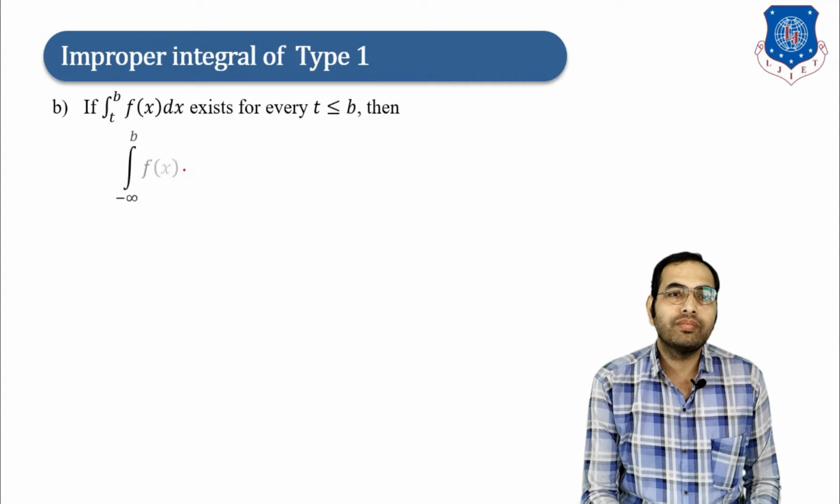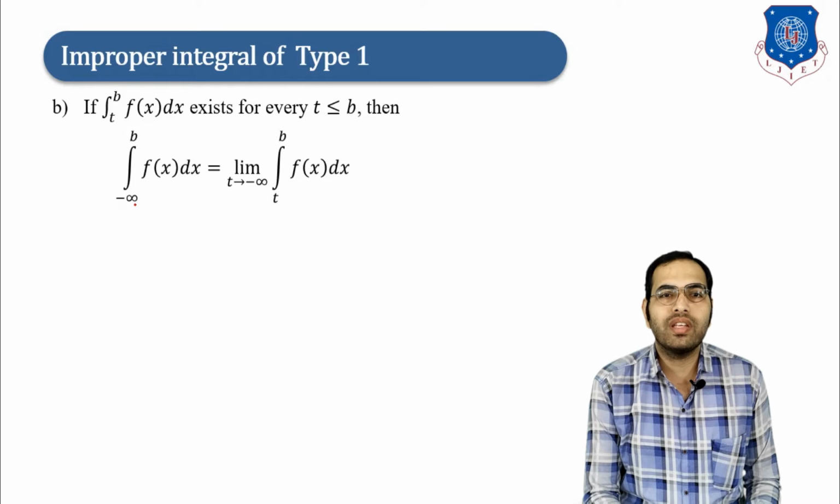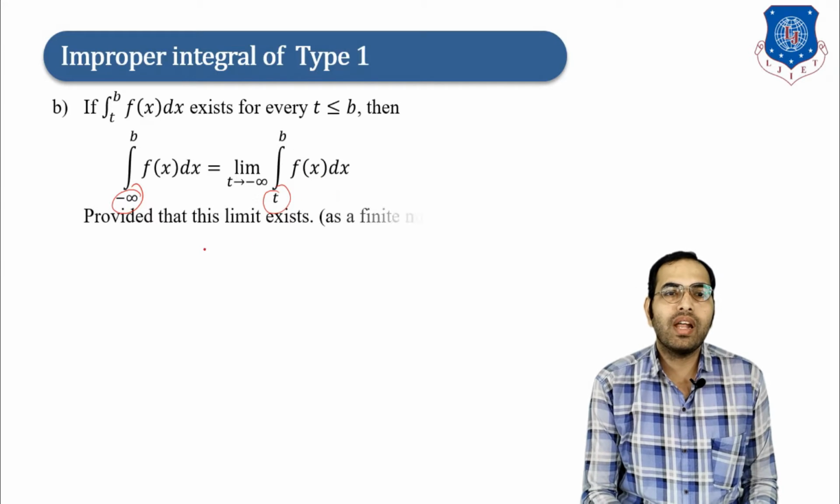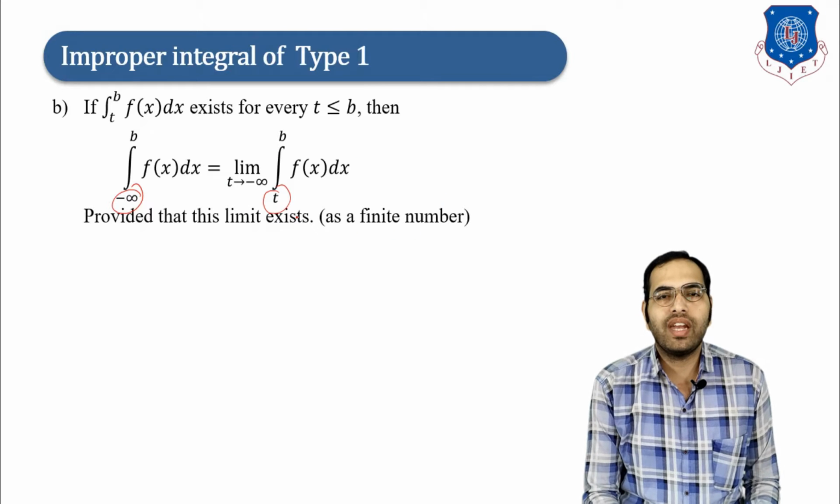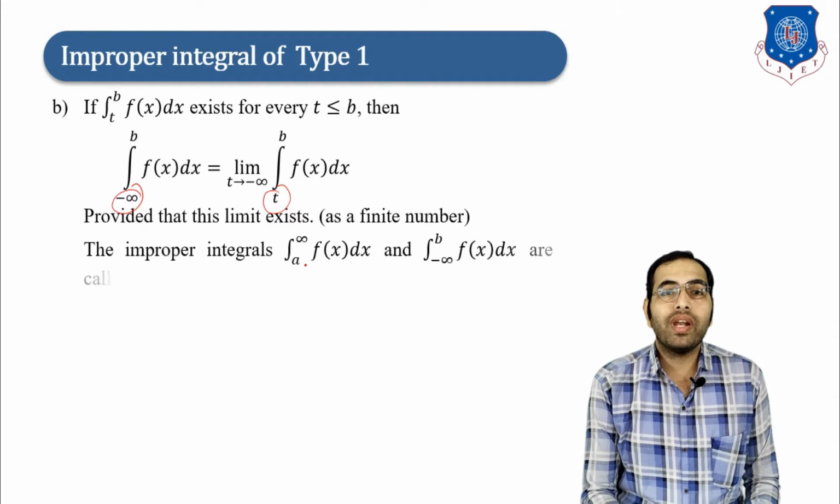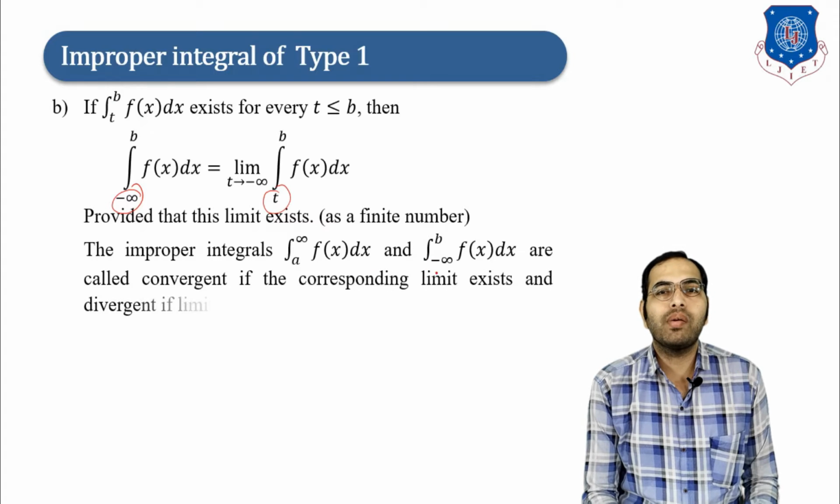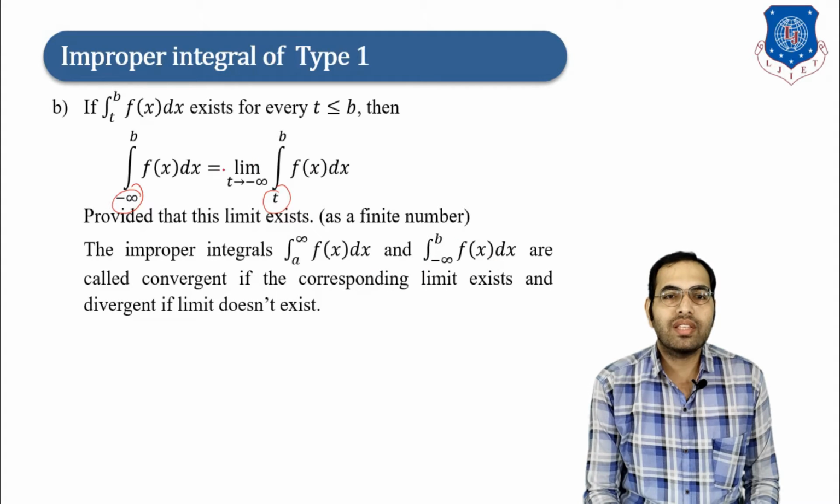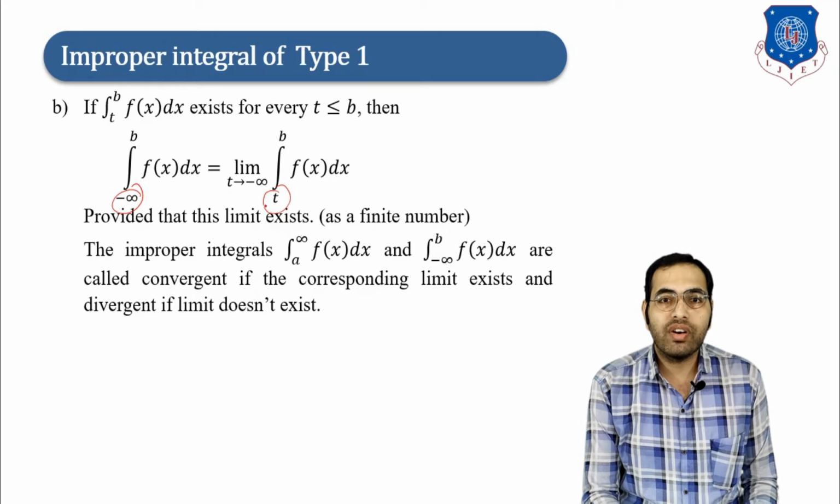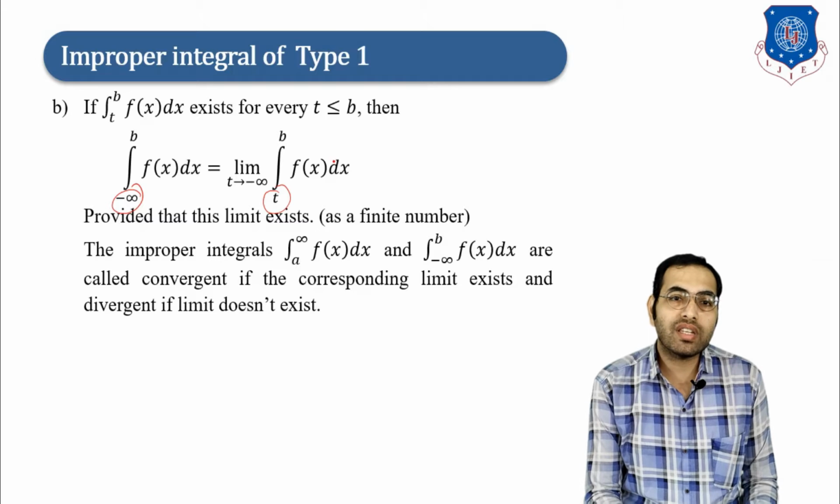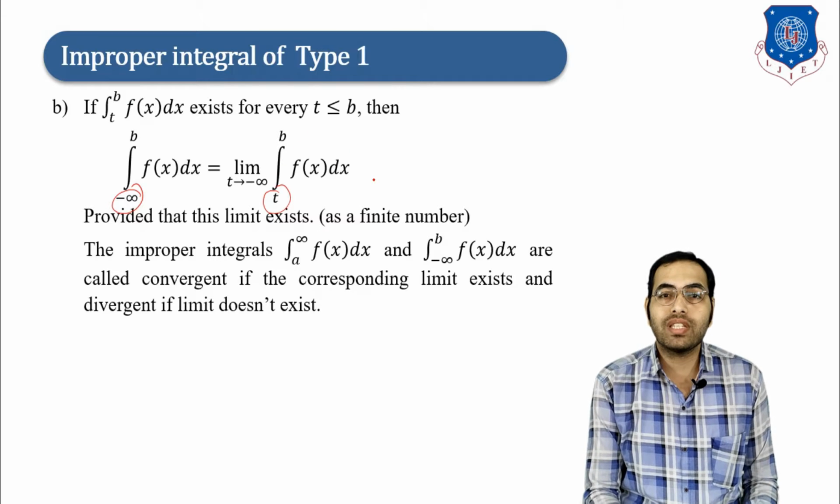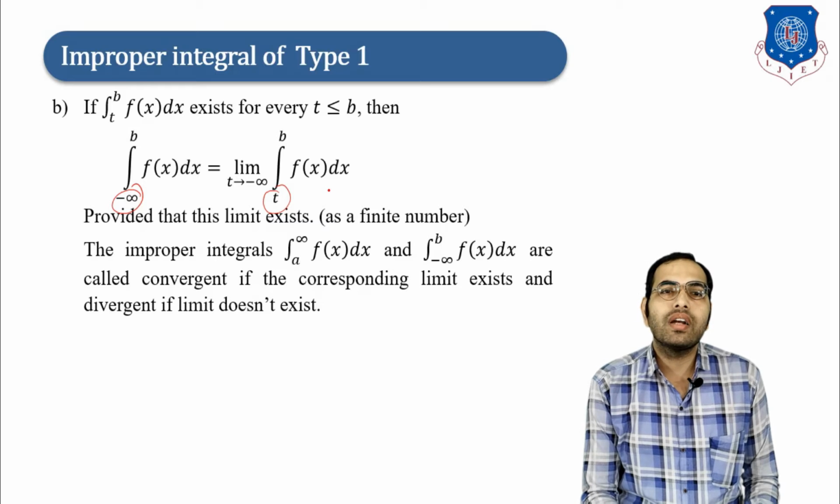Second case, if integral t to b f of x dx exists for every t less than or equal to b, then integral minus infinity to b f of x dx, here the lower limit is infinite, that term is replaced by t, and limit t tends to minus infinity of integral t to b f of x dx, provided that the limit exists as a finite number. Here our improper integrals a to infinity f of x dx and minus infinity to b f of x dx are called convergent if the corresponding limit exists, meaning the limit has a finite value. If the limit does not exist, meaning the limit is plus infinity or minus infinity, then it is divergent.